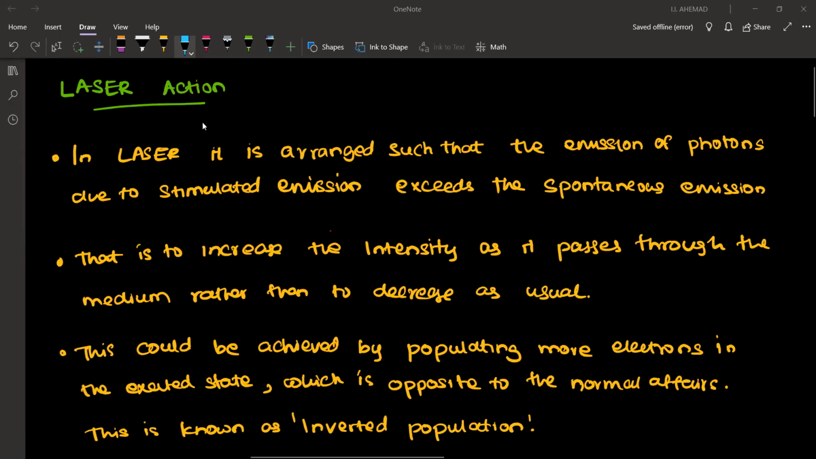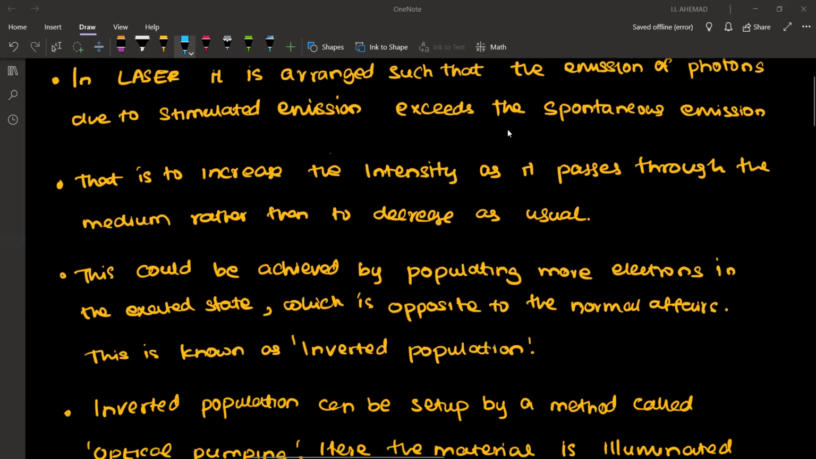In a laser, I want to get coherent light. To get coherent light, I need stimulated emission. So we want to arrange the emission of photons in such a way that stimulated emission is greater than spontaneous emission. That is the basic idea of laser action. Why do we need to do that? Usually, when light is traveling through a medium, its intensity keeps decreasing because the material is absorbing the light energy. But here, the opposite has to happen. When this light is traveling through the medium, its intensity has to increase. That is the purpose of stimulated emission.